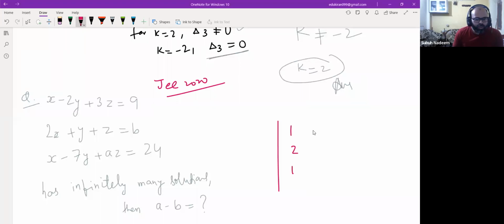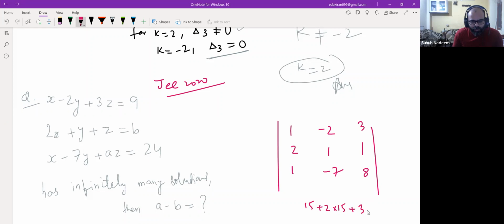So 1, 2, 1. Minus 2, 1, minus 7, and 3, 1. A you are saying is 8, right? So let us put 8. Do we get 0? 8 plus 7, 15 it will become. Plus 2 into 16 minus 1, 15 it will become. Plus 3 into minus 14 minus 1, minus 15 it will become. So your answer is correct. A is equal to 8. So I haven't found out a, I just put the value which you gave and verified it. So you can find it also, you can take this determinant equal to 0, and from there you will find a. It is not a big deal.